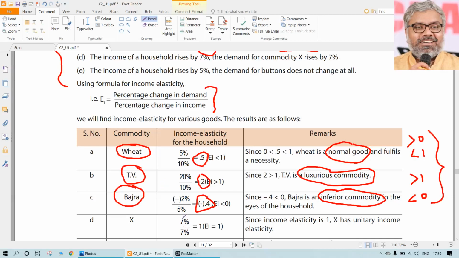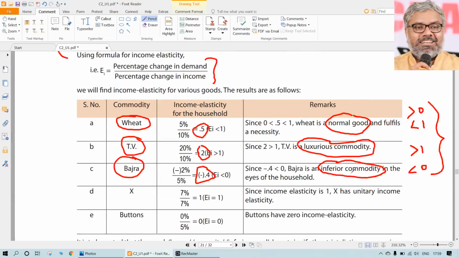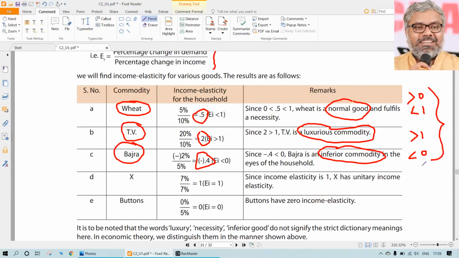What I should know is, okay sir, there is something called Bajra. It's eatable. It's a grain, a food grain. And what is the nature of that? When the income of the people is increasing, people are not eating that, they are reducing the consumption of that. Demand for that is falling. So what I am interested in is that the income elasticity of this commodity is less than 0, which is negative. That means I can call this commodity an inferior commodity. That is the technical thing that I am interested in.